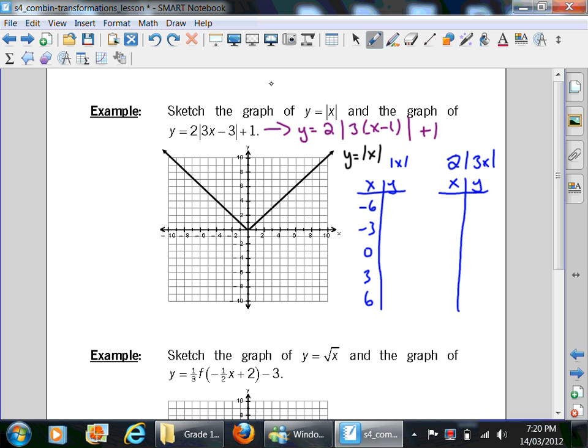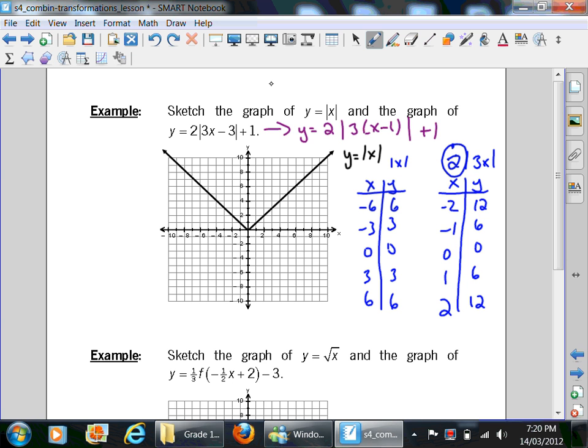So if we take the absolute value of these numbers, we get 6, 3, 0, 3, 6. But now, the 2 right here is going to multiply those y values by 2. So that means I'm going to have 12, 6, 0, 6, 12. The x value is going to get divided by 3, so that's -2, -1, 0, 1, 2. So now I have -2 and 12.